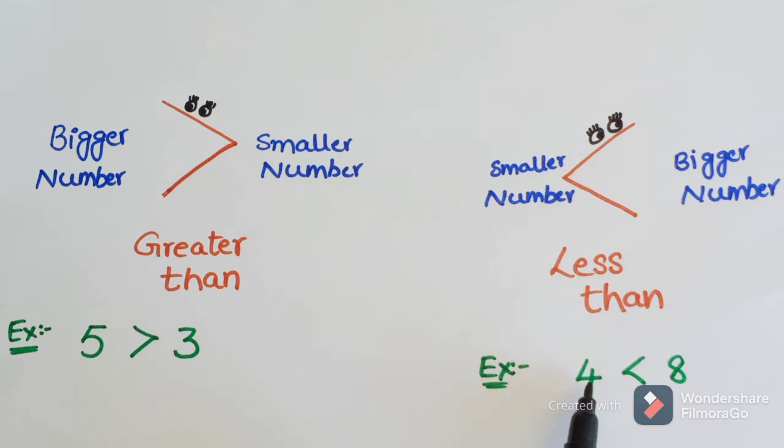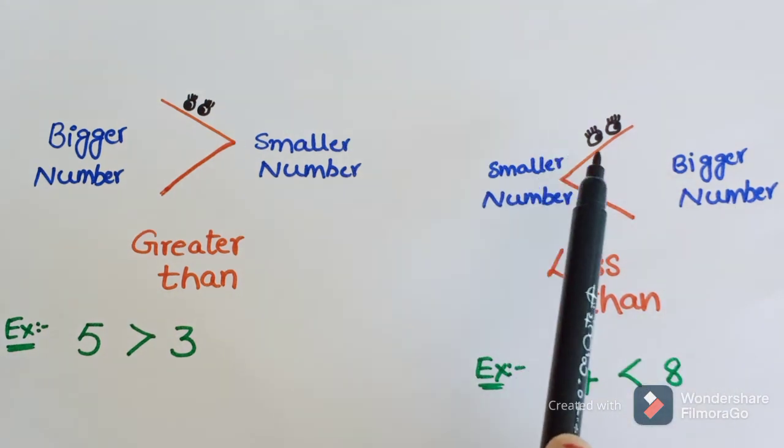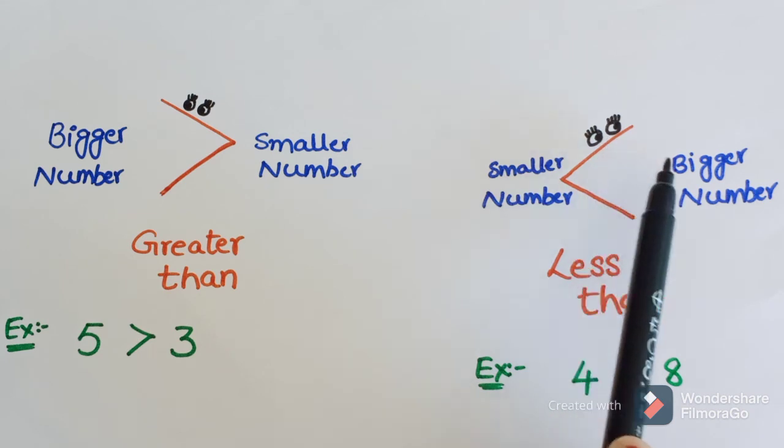4 is the smaller number compared with the number 8. So 4 is less than 8. So here also the less than symbol opens its mouth towards the bigger number only. Here 8 is the bigger number. Both these symbols look at the bigger numbers only.